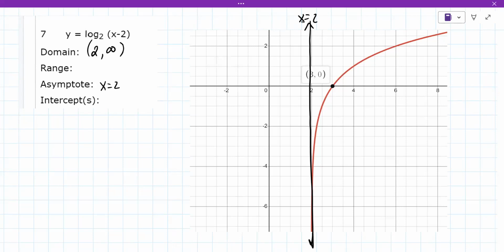Got it. How about the range? Does the range look any different this time? No difference in the range, minus infinity to infinity. And how about the intercepts? Do you see any x-intercepts? It would be 3, 0. Got it. And you might say no y-intercepts.